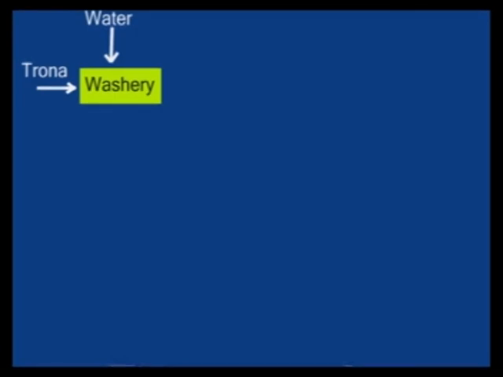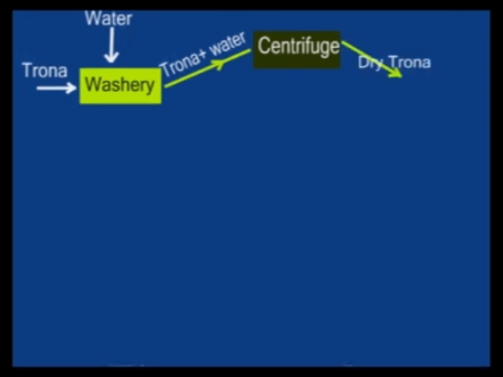So there you have the trona from the lake is taken into the washery where water is added. What comes out is a mixture of trona and water, and this mixture is taken to a centrifuge. It undergoes centrifugation. So in centrifugation, water is removed and what comes out is dry trona. Dry trona is taken into a kiln, which is usually a cylinder that rotates as heating goes on.